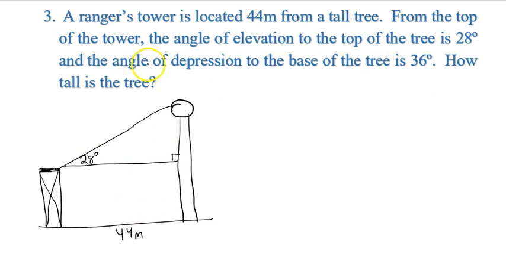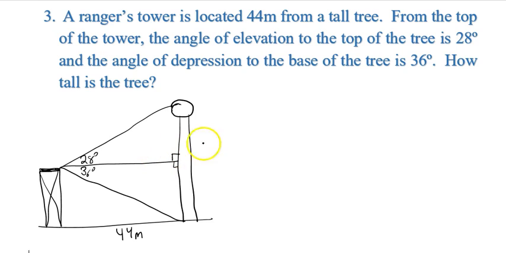Second part of this says the angle of depression to the base of the tree is 36 degrees. So I'm going to draw from the tower to the base of the tree and then decide which one of these is my angle of depression. This is where I told you things get confusing sometimes. Remember that an angle of depression should be flat on top. And so this is where it's flat. So the angle of depression has to be right here. So 36 degrees. And again, right angle over here. The question is, how tall is the tree? That's this whole thing. Well, we have two triangles.